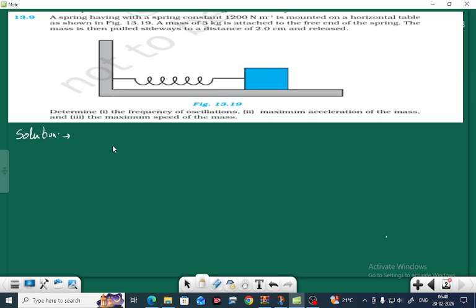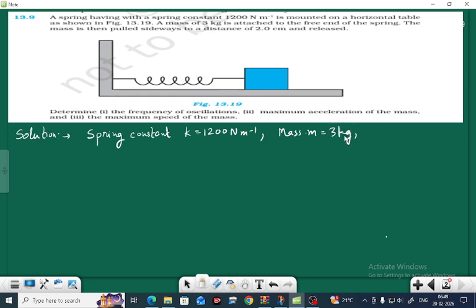Here you see a spring constant is given. Spring constant K is equal to 1200 Newton per meter. So therefore spring constant is given and mass is also given. Mass M is equal to 3 kg.